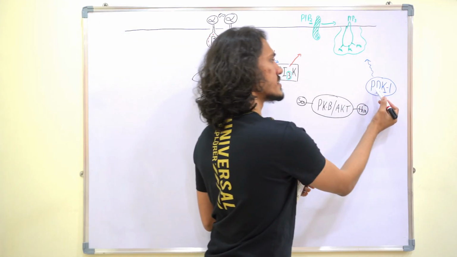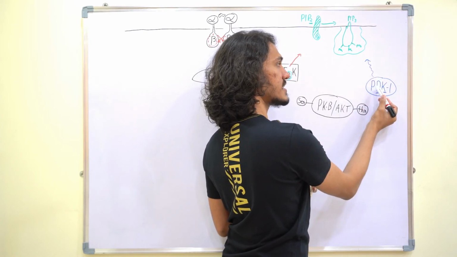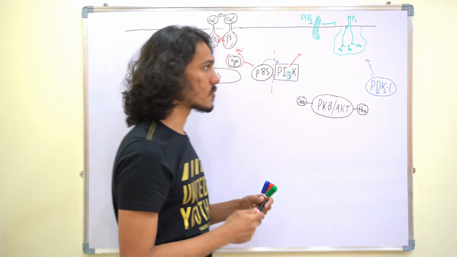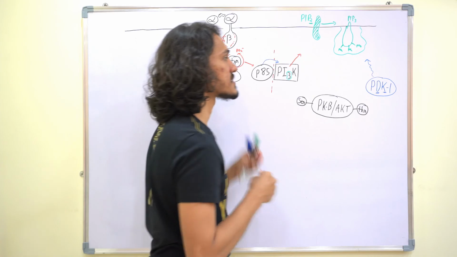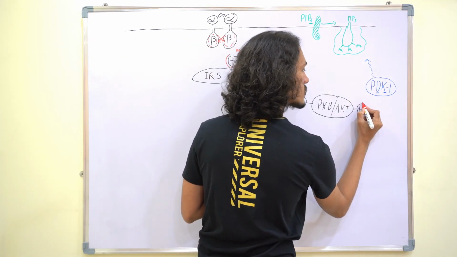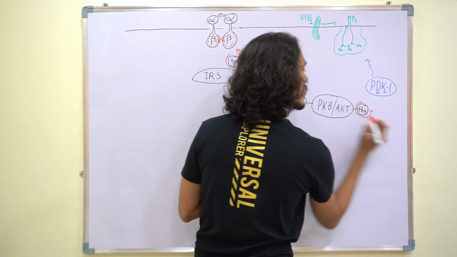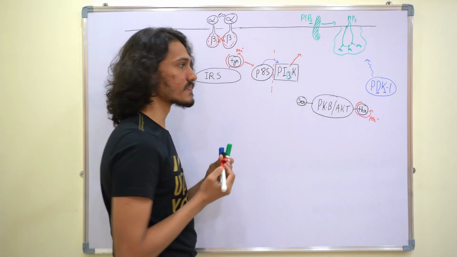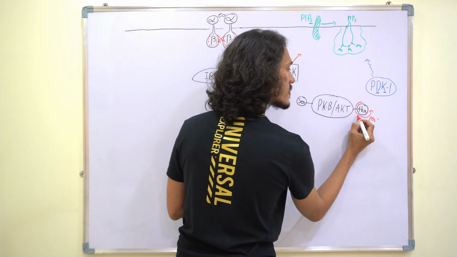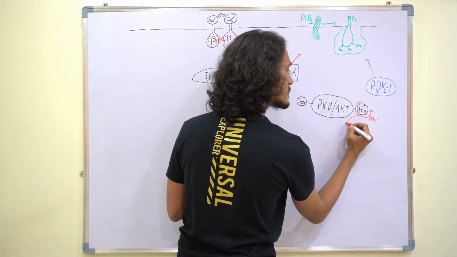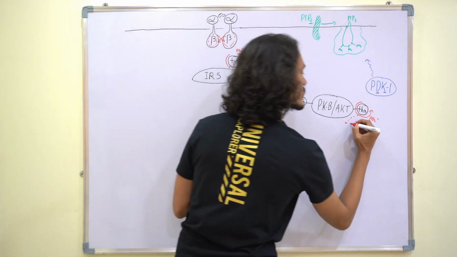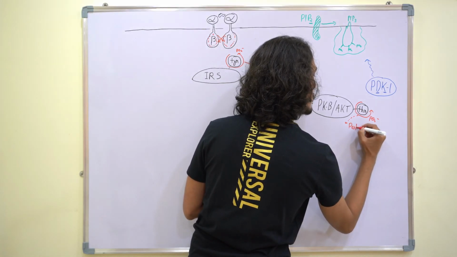So this 3-phosphatidyl inositide dependent protein kinase, what that does is it is now going to phosphorylate the threonine part of your PKB. So that will result in some sort of a partial activation. So that is a partial activation.